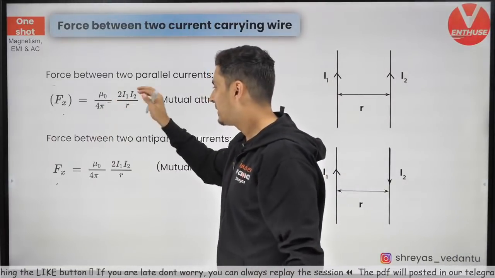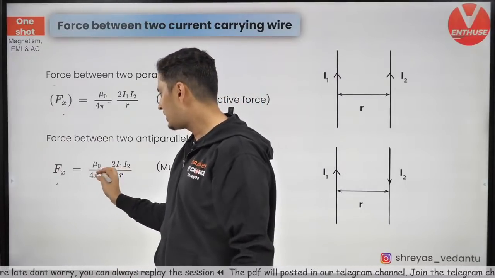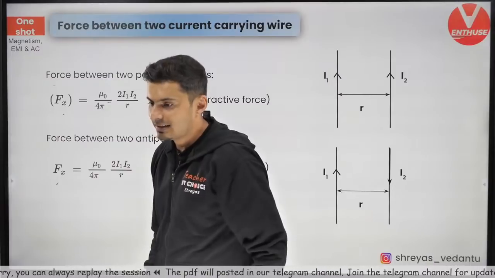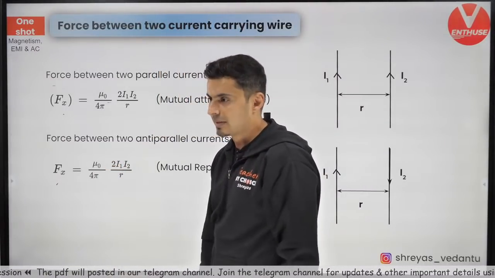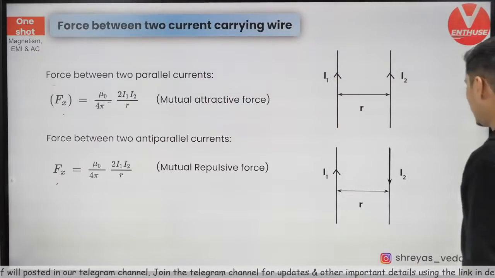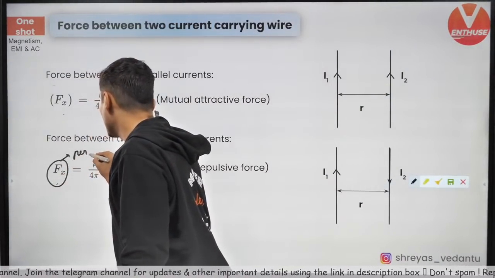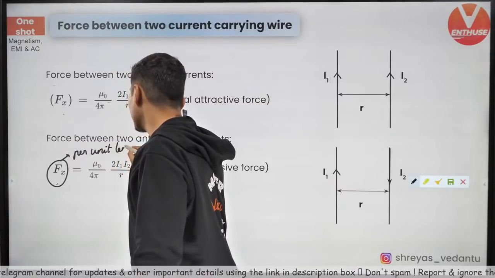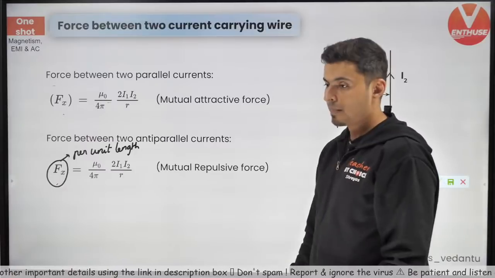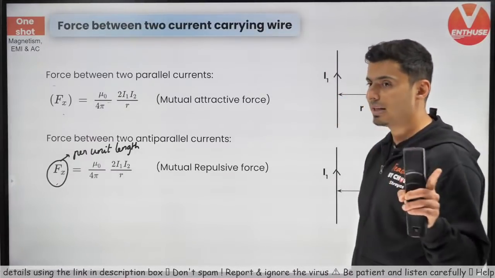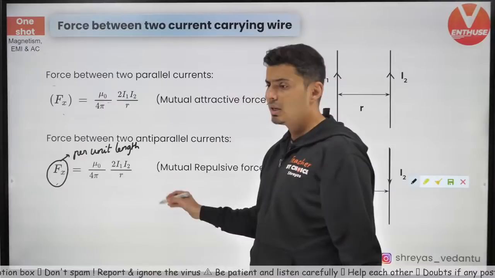Mu naught by 4 pi, I1, I2, but this 2 will be there and the 2 will anyways get cancelled out. So when they are in the same direction, they will attract, correct. So you can write it as mu naught by 2 pi I1 I2 also, it's one and the same thing. Fair enough? Alrighty. And remember, this force is always force per unit length. Very, very important. This is a force per unit length. Be careful. So mu naught by 4 pi into 2 I1 I2 divided by R. R is the distance between them. Or you can also remember it as mu naught by 2 pi I1 I2 divided by R.